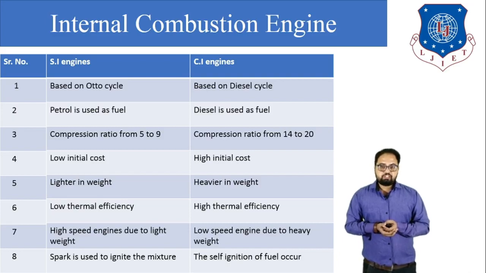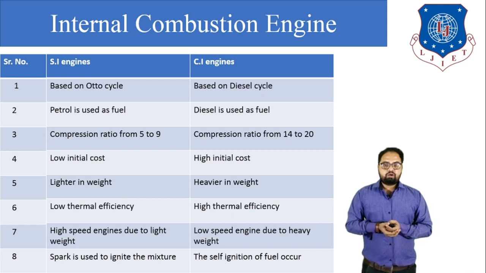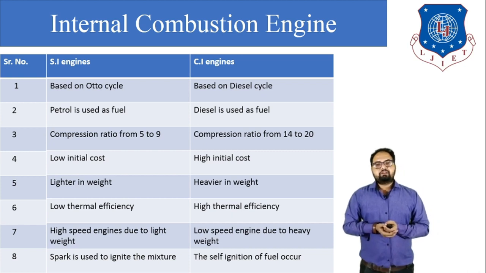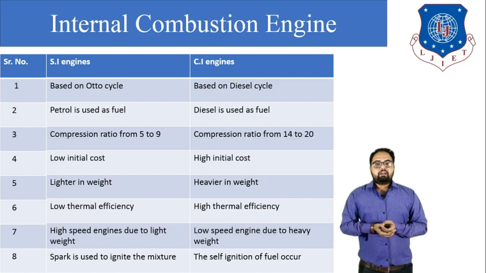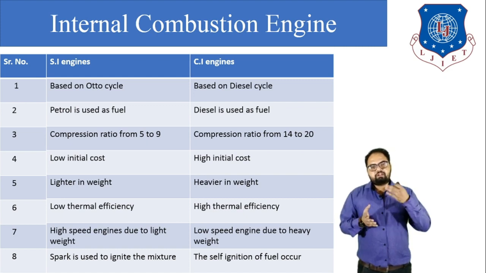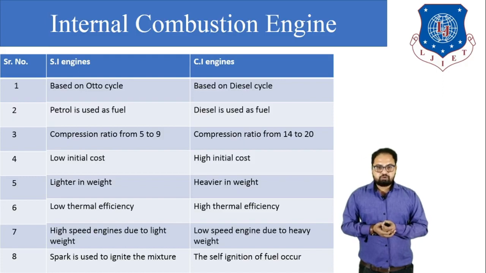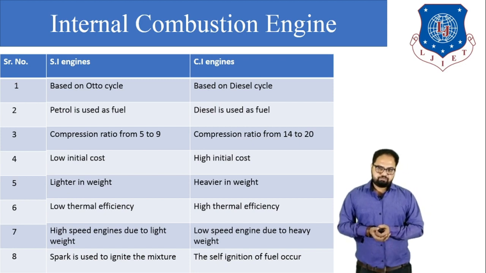And in a petrol engine the spark plug is used to ignite the mixture, while in a CI engine there is compression of atmospheric air, and it is compressed until the temperature of the air reaches the self ignition temperature of diesel. After that there is an injection of the diesel, and after that the combustion of the fuel takes place. So this is all about the internal combustion engine, comparison between SI engine and CI engine.